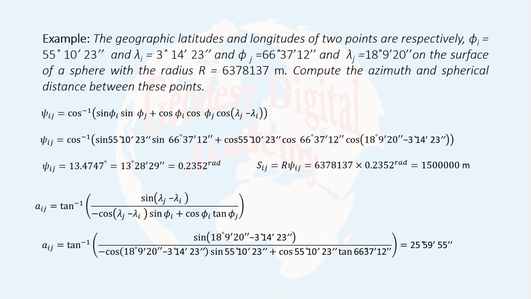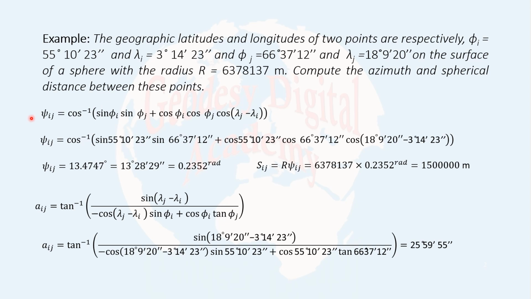Now, let us solve another example. Here we have the same phi i and lambda i as the previous example, and phi j and lambda j are those I had already computed from the previous example, on the surface of a sphere with the radius of r. Now the point is to compute the azimuth and the spherical distance between the points.